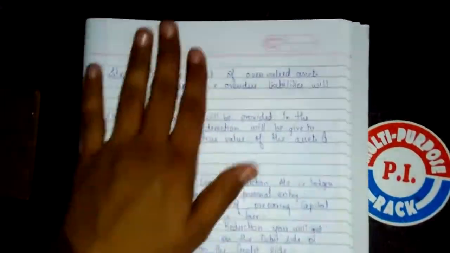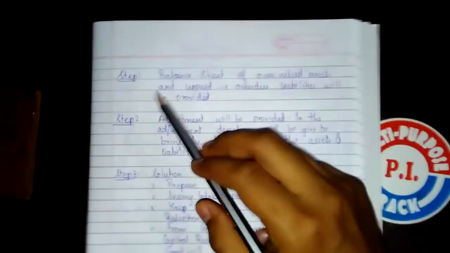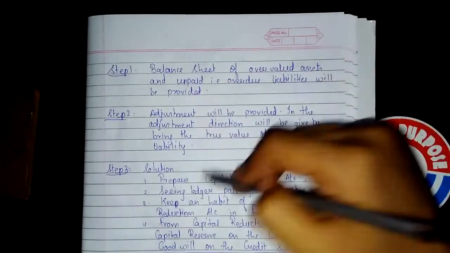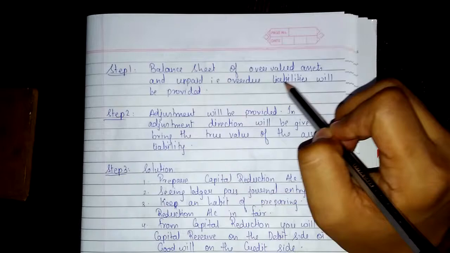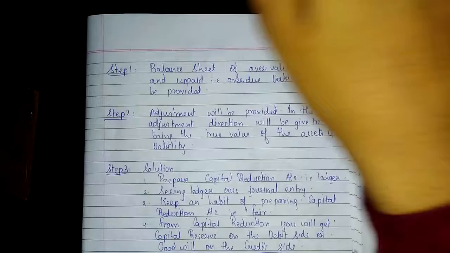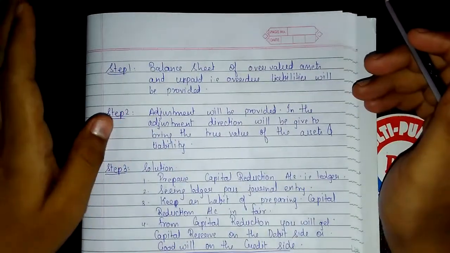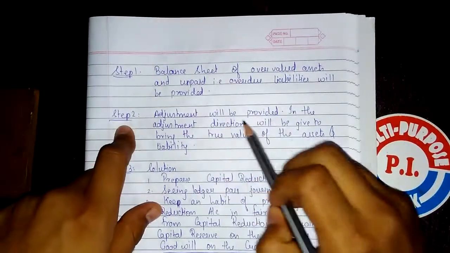I hope you all have copied this much. Now we are going into the core of the chapter. Firstly, we'll see the steps. Step 1 is in the question. The question will provide us with the balance sheet of overvalued assets and unpaid, that is overdue, liabilities. That balance sheet is of no importance; you just have to see the values and make a new balance sheet. Balance sheet will be provided, and after the balance sheet, adjustments will be given. So step 2, adjustment will be provided.